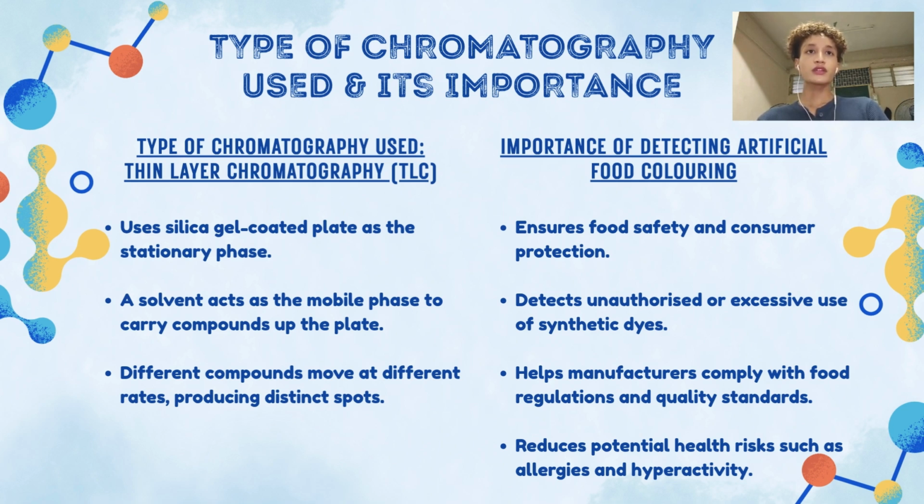Detecting artificial food coloring is important to ensure food safety and protect consumers. It helps identify unauthorized or excessive use of synthetic dyes, ensure compliance with food regulation, and minimize health risks such as allergic reaction and hyperactivity.